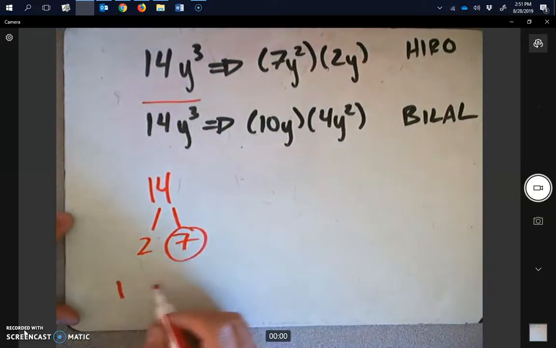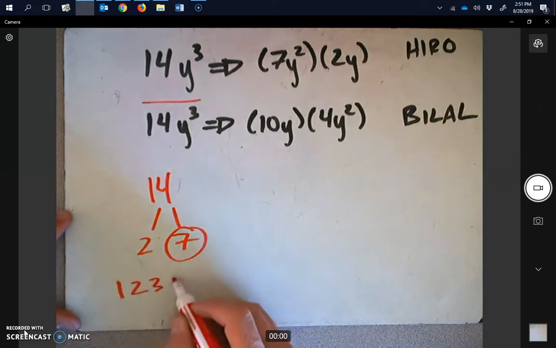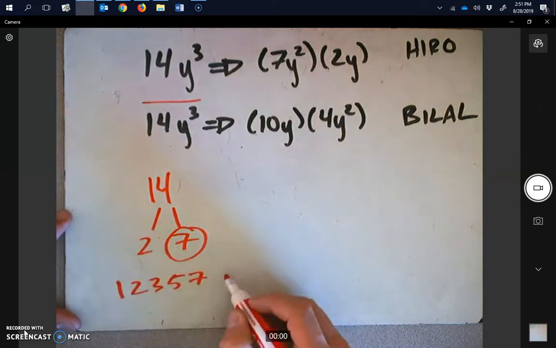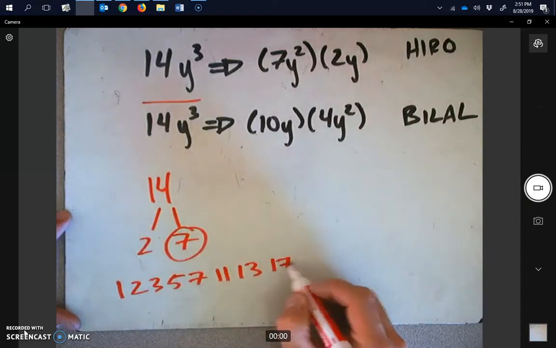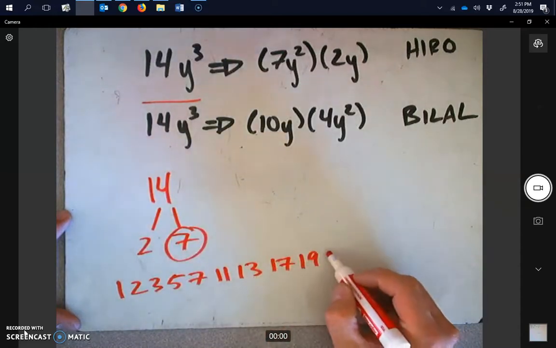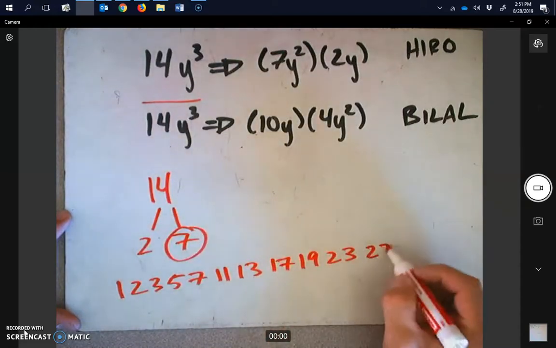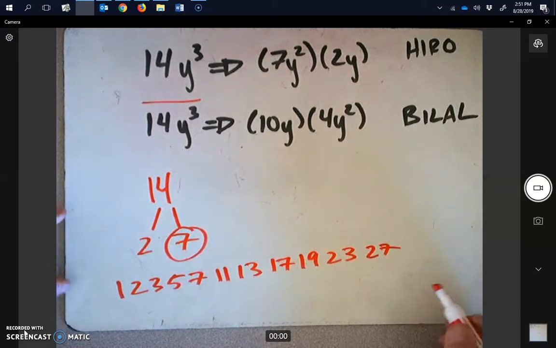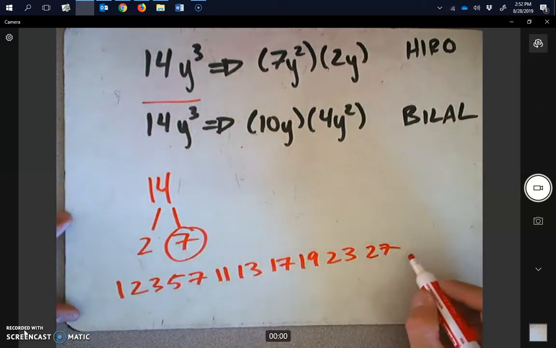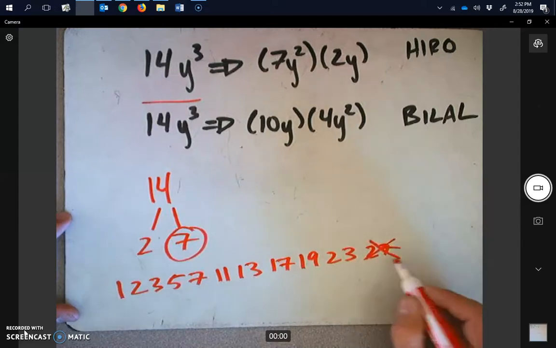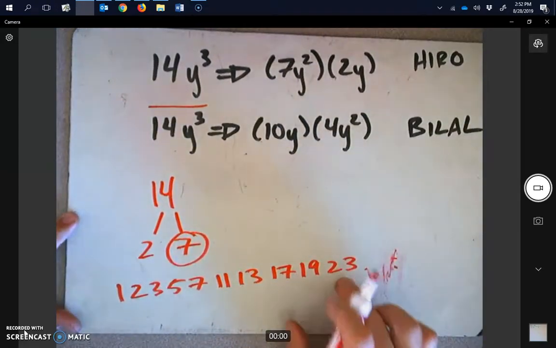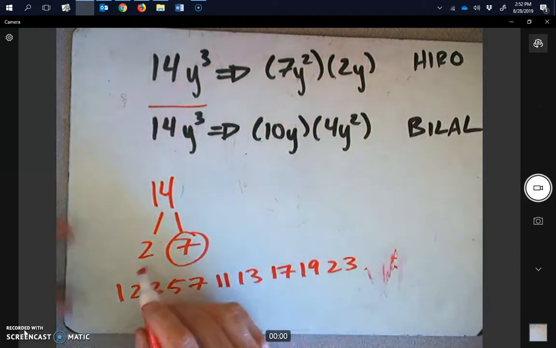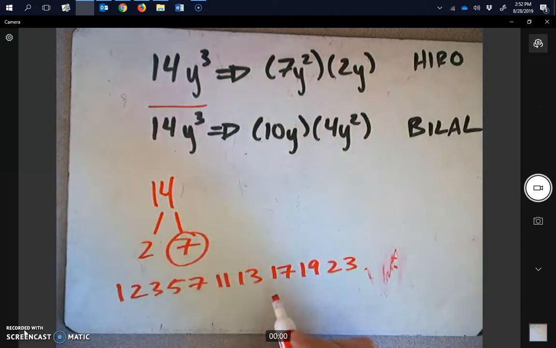So prime numbers are 1, 2, 3, 5, 7, 11, 13, 17, 19, 23, 27, and so on. And they get higher and higher, but they become fewer and fewer as we get higher and higher. 27 is not prime. Sorry, I just realized 3 times 9 is 27. So that's wrong. But 23 is, and all these others are. So we factor down, we get 2 and 7.